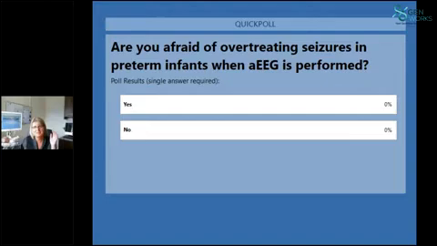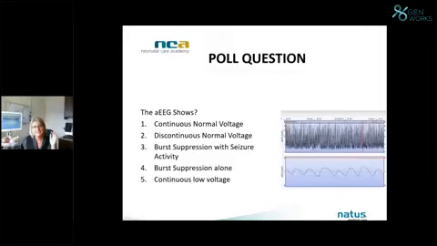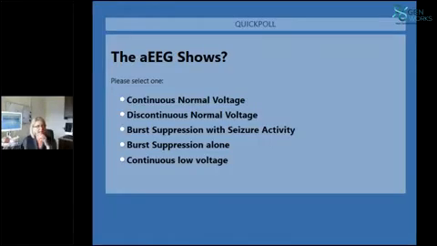Hope this one works. No. The polling has timed out. There we go. Let's try that. So what do you think the AEEG shows? Does it show continuous normal voltage, discontinuous, burst suppression with seizure activity, burst suppression alone, or continuous low voltage?